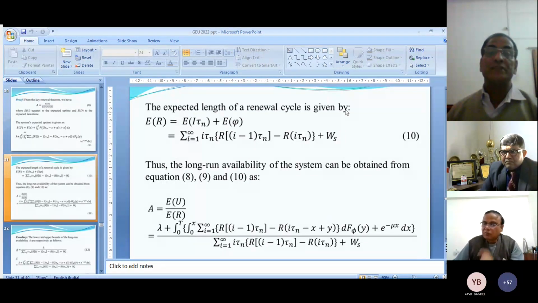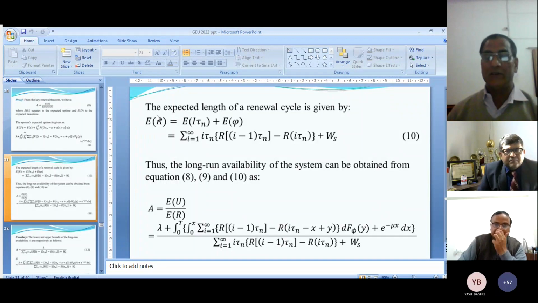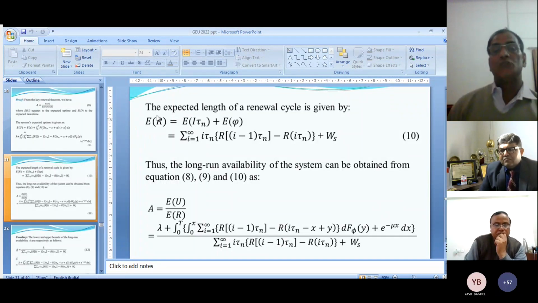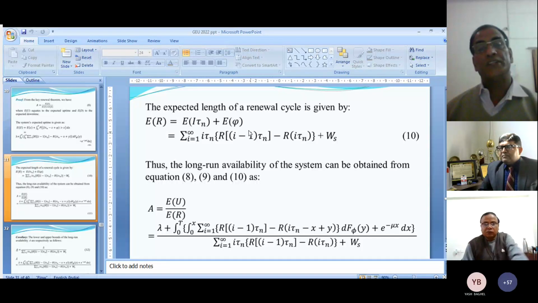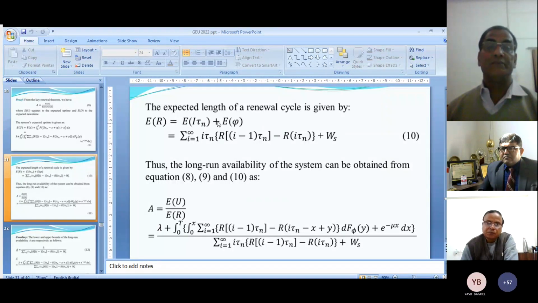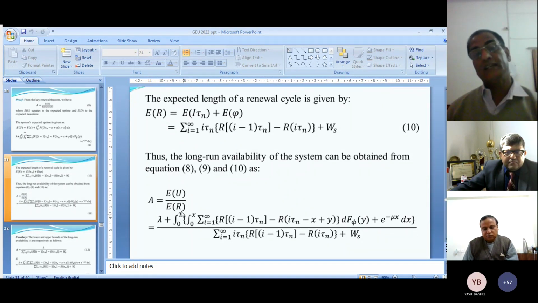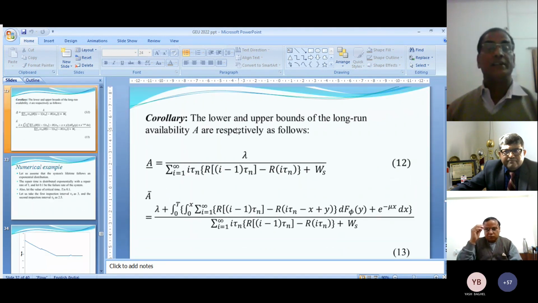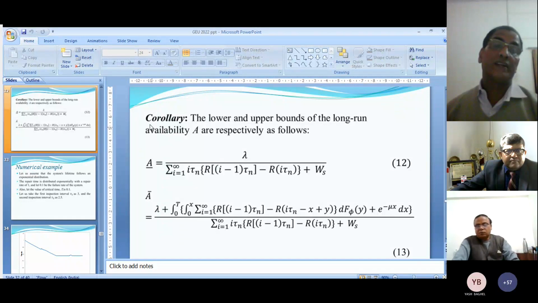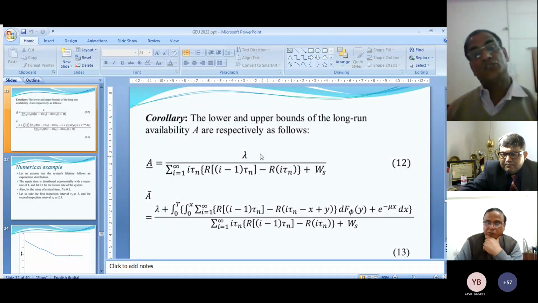See, the expected length of the renewal cycle. Renewal is R. I repeat: down plus up gives the expectation of i tau_n plus the expectation of the system's repair time. This will give you the total expected length of the renewal cycle, which is the expectation of uptime plus the expectation of downtime. Putting down the values so obtained here, we can get the value of A. The lower and upper bounds of the long run availability can be obtained like this. This is the lower bound and this is the upper bound.